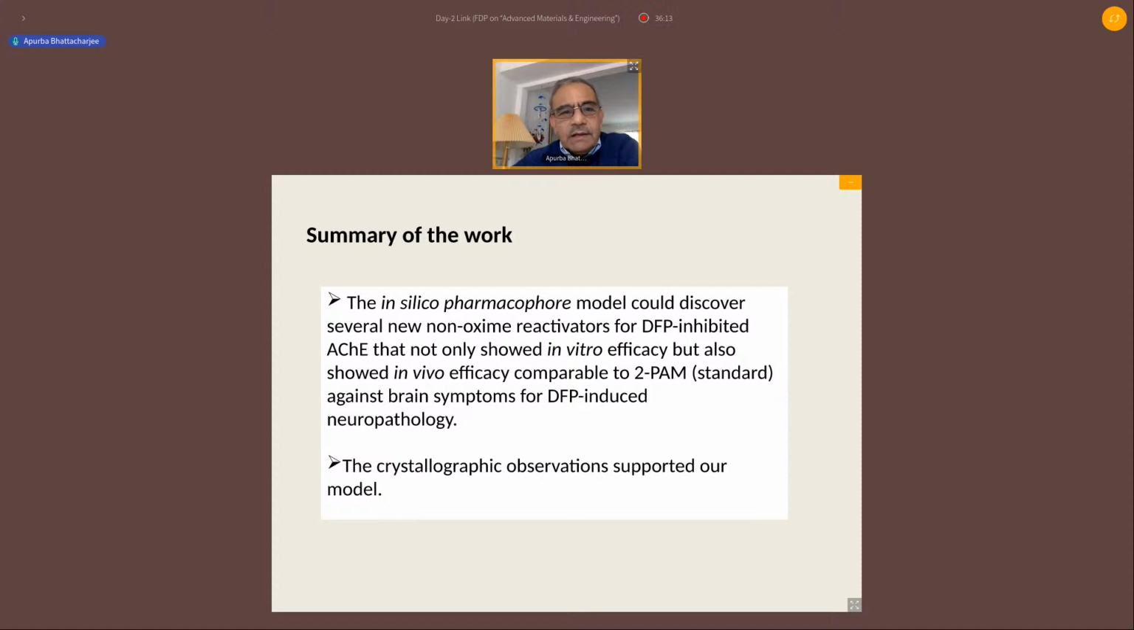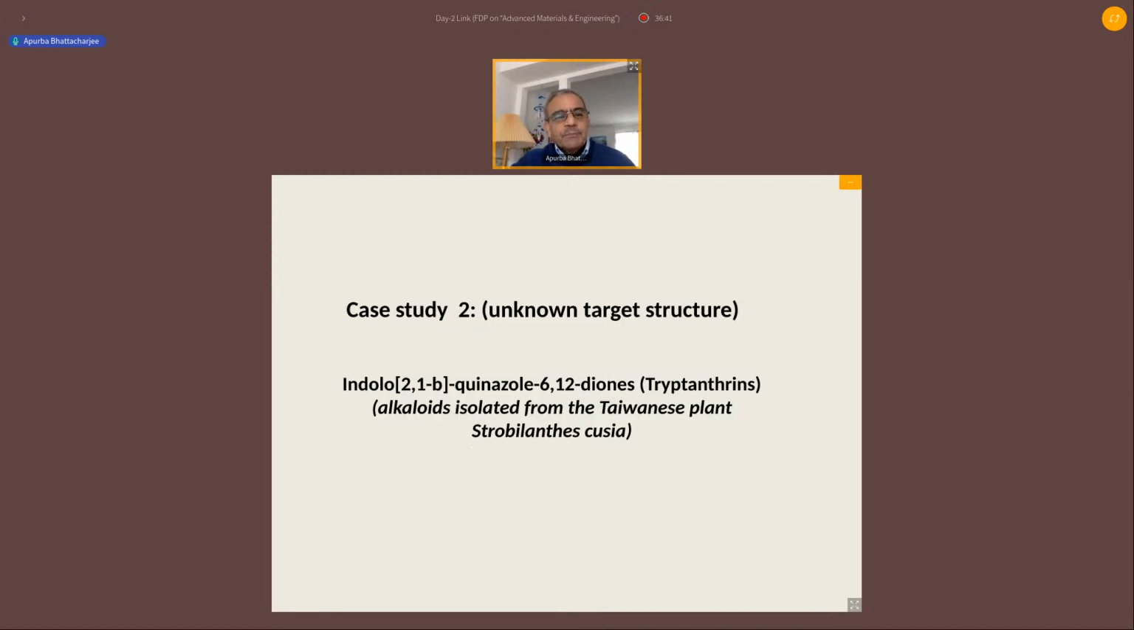Yeah, so the summary of the work is that we not only found non-oxime reactivators, but also showed the in vitro and in vivo efficacy of these compounds, which is comparable to 2PAM against the brain symptoms of DFP-induced neuropathology. And the crystallographic observations also supported our pharmacophore.